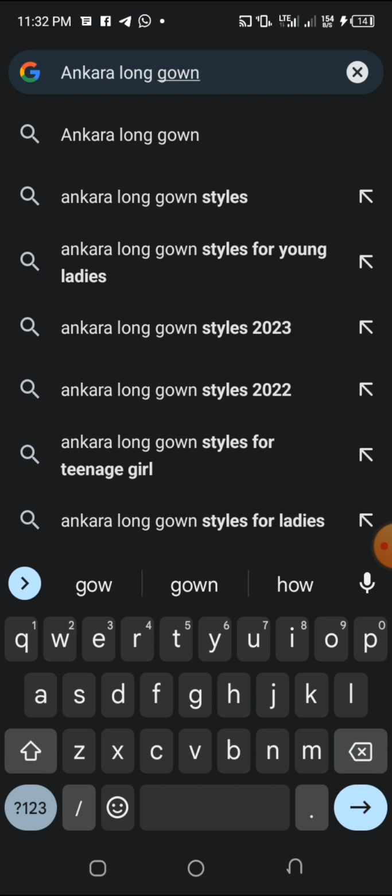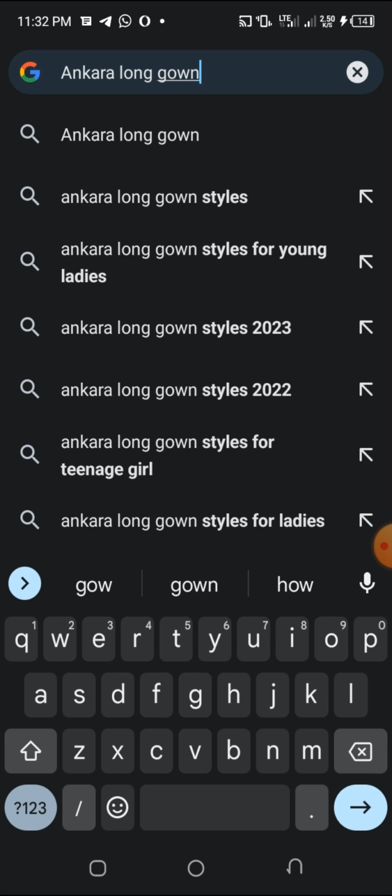For instance, we have Ankara long gown style. Of course, you are not saying style, you don't need that word style. You have Ankara long gown style for young ladies. Now you can remove the style and say Ankara long gown for young ladies. That means people are searching for Ankara long gown for young ladies. You are not selling style, so don't put style into your description. Then we have Ankara long gown 2023. People are searching that, 2022, just leave it out.